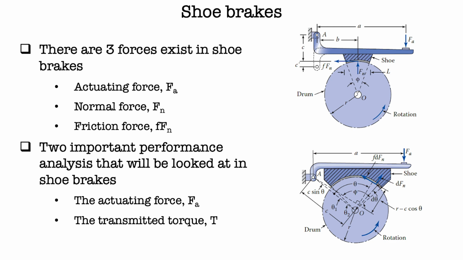In these brakes, there are three forces. The first is actuating force Fa. This force comes from the human effort, where we apply the force. The second is normal force Fn. This force acts normal to the shoe. And the third is friction force, f Fn, which acts tangent to the shoe. And there are two performance analyses that will be looked at, which are the actuating force and the transmitted torque.